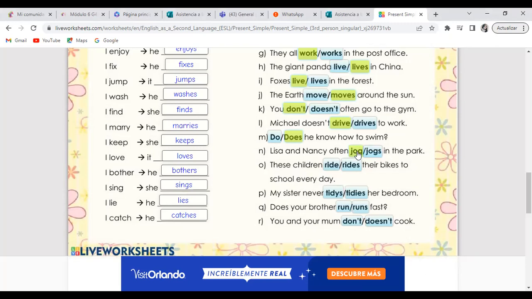Why? Because, guys, jog, we are talking about Lisa and Nancy. They are plural. They are they. These children drive or these children rides their bikes to school every day. These children rides? No, ride, because children is plural, guys. These children ride their bikes to school every day. Next.